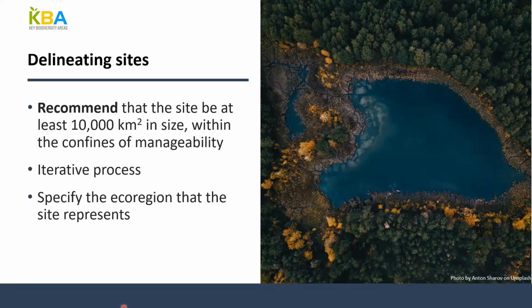And finally, the sites that have outstanding ecological integrity may not necessarily fit within the boundaries of ecoregions. So when the Criterion C KBA that you are proposing includes more than one ecoregion within the site, then you as the proposer will need to specify which ecoregion the site is representing.